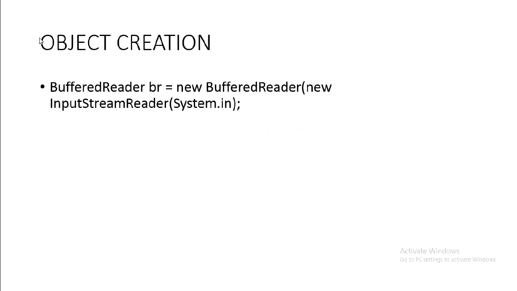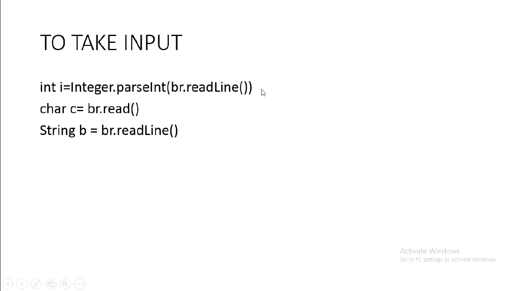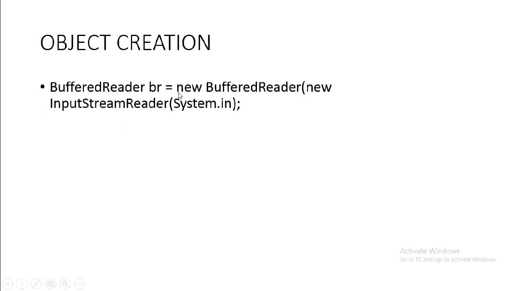And for the object creation, we have to do it like this: BufferedReader, and over here br is the object, and then in the new BufferedReader we are using the new InputStreamReader, and then System.in. So basically it takes the input as a stream using this InputStreamReader, and then converts it into the BufferedReader, and then it takes the input and creates the object br. Okay, so basically how can we take the input?